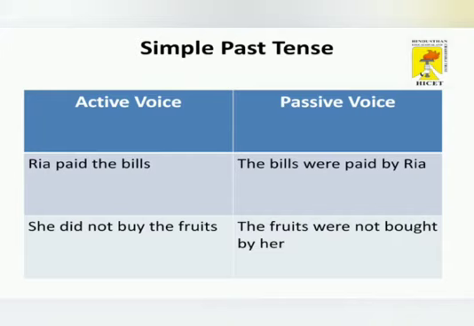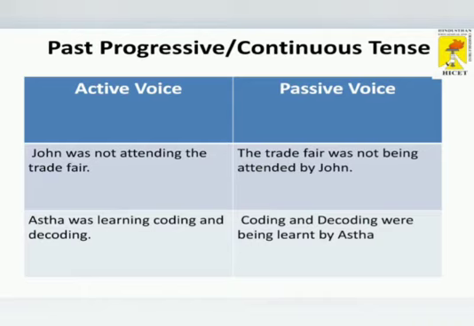Passive voice in past continuous is formed using was or were plus being plus V3 form of the verb. Like John was not attending the trade fair. The trade fair was not being attended by John. Asta was learning coding and decoding. Coding and decoding were being learnt by Asta.